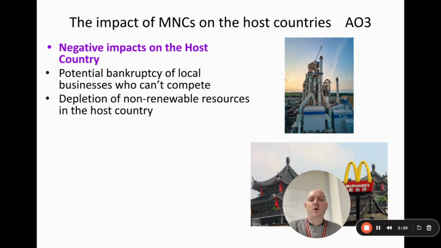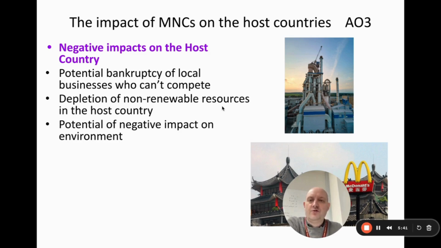Next, a possible depletion of non-renewable resources in the host country. Again, not necessarily, but it could be that the multinational company comes into that country so that they can use the resources from that country, specifically the non-renewable resources. And that's obviously going to be bad for the environment in that country.